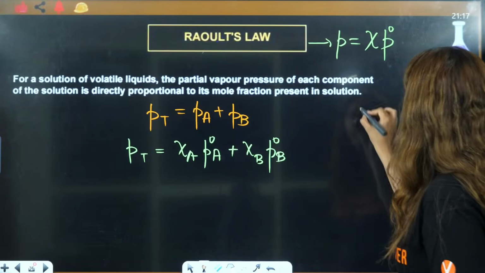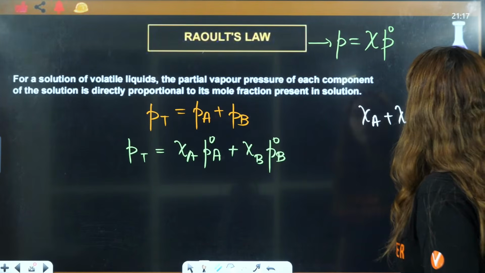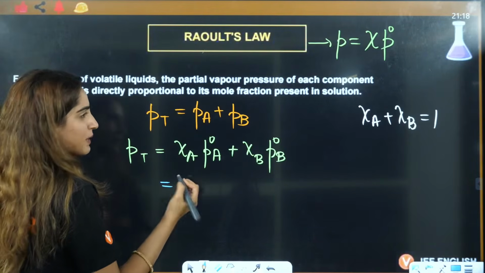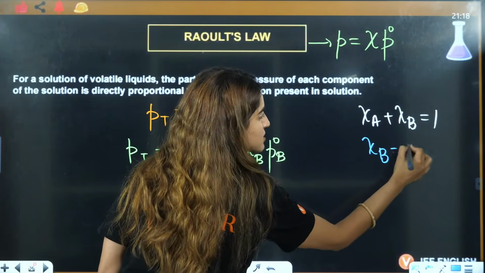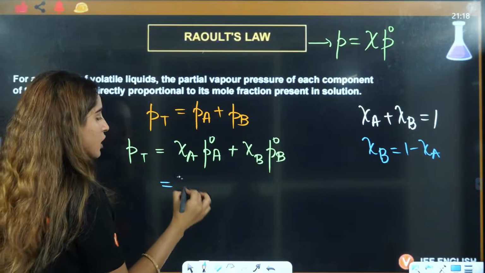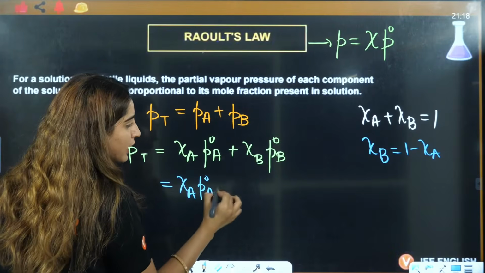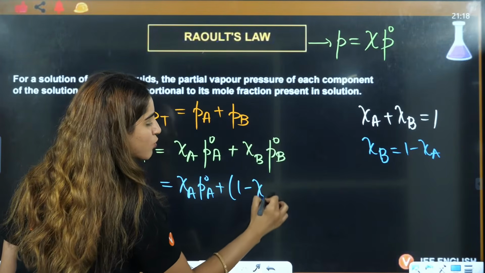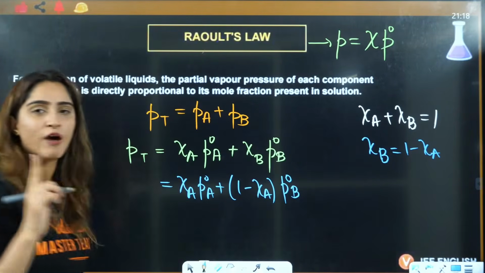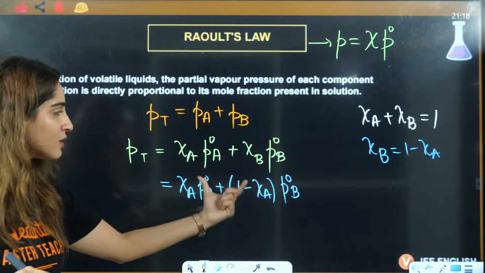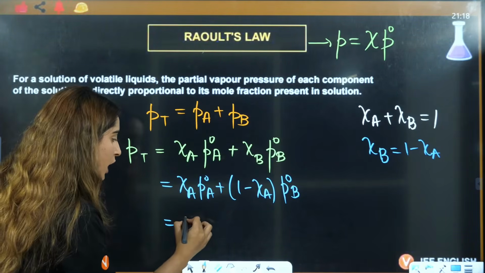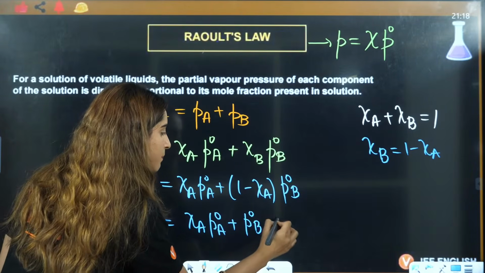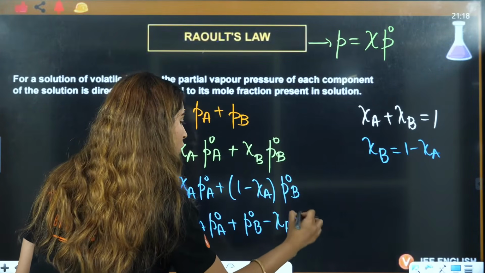Now we have also learned that mole fraction of A and mole fraction of B add up to 1. So when we say that it is 1, you can replace anything here. I'll replace B here. Mole fraction of B is equal to 1 minus mole fraction of A. You just put it here. Mole fraction of A times P naught A, plus mole fraction of B, you can put it here, this will be 1 minus mole fraction of A, times P naught B. This is also the formula of Raoult's law. So we have to now redistribute it. It will be P naught B minus mole fraction of A times P naught B.